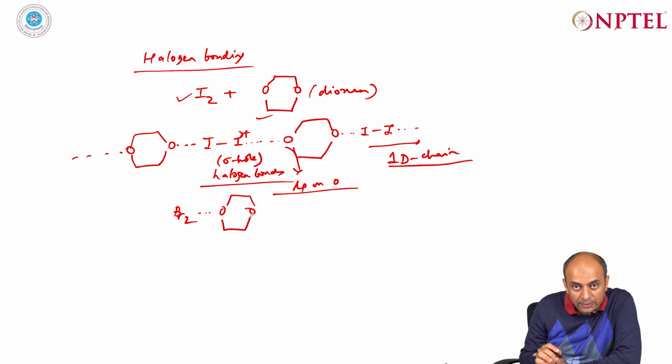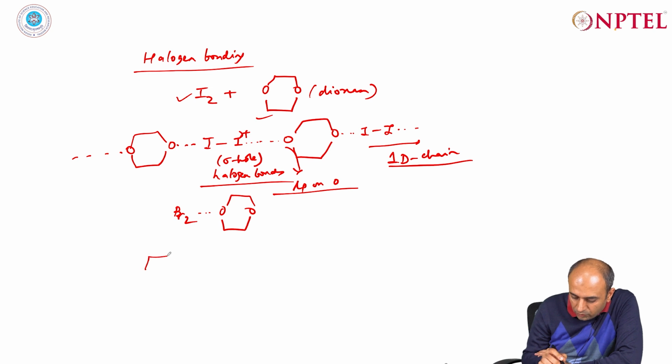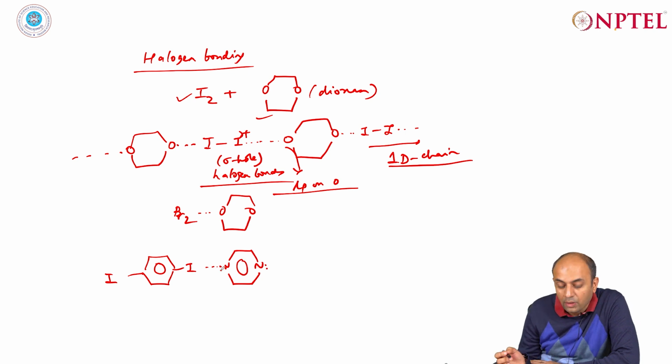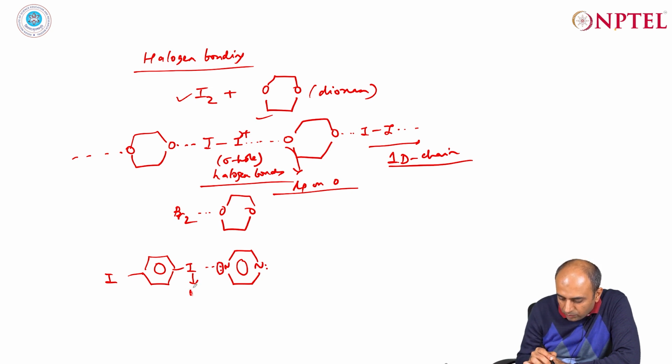We can also take other examples. For example, we can go to diiodobenzene, and then we can take this kind of a system which has a nitrogen lone pair, and then the nitrogen lone pair can interact with the sigma hole and form this kind of a molecular association.